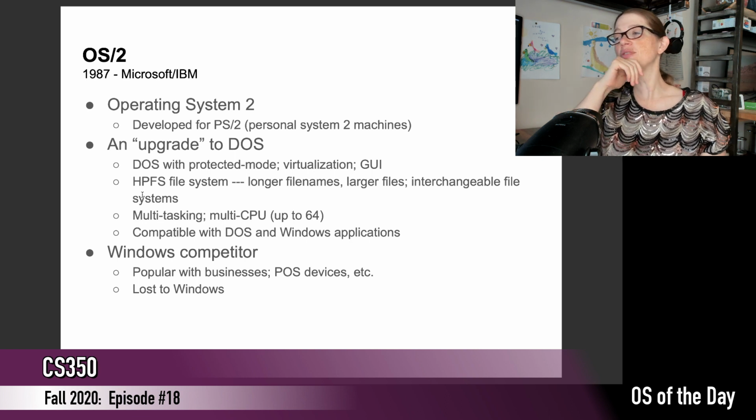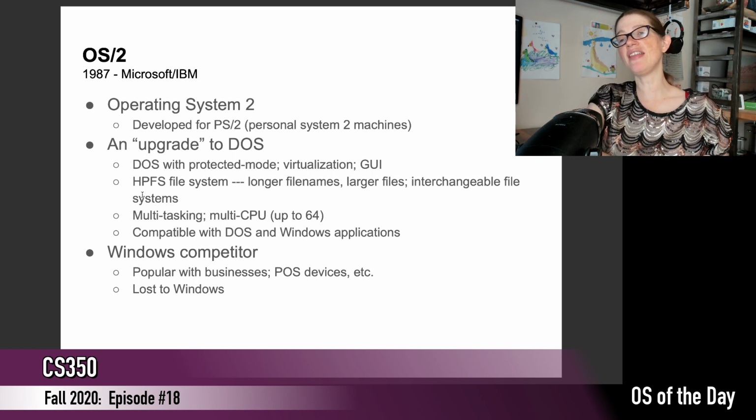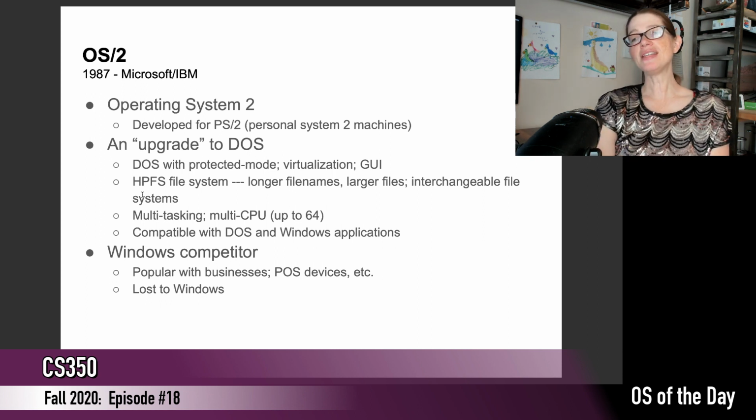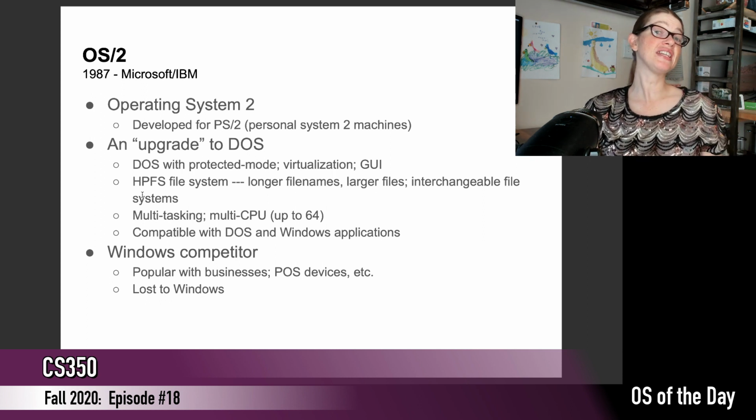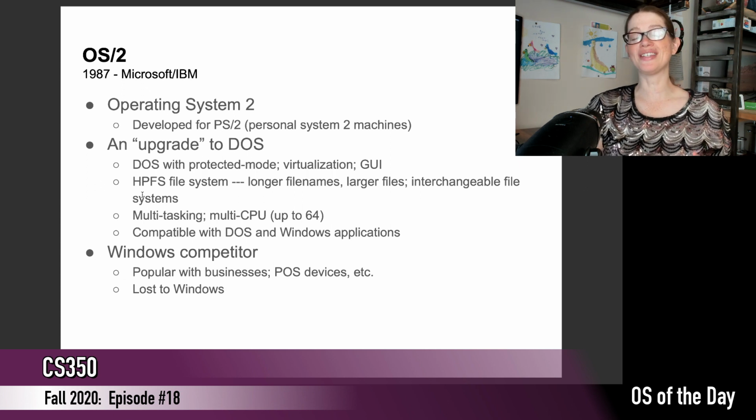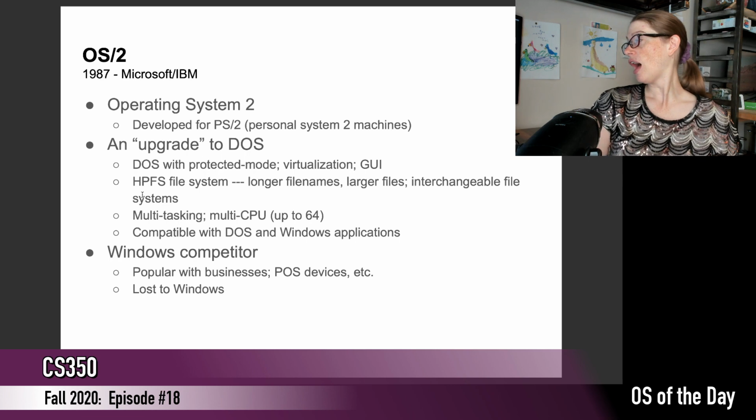But Operating System 2 was released in 1987, and this is, again, a joint collaboration between Microsoft and IBM. And this is, again, one of those situations where IBM was releasing a new piece of hardware, and in particular, it was the PS/2 computer, not to be confused with the PS/2 port that was very popular as a replacement for the serial port in the mid to late 90s, and not to be confused with a PlayStation 2. We are actually referring to the Personal System/2 personal computer.